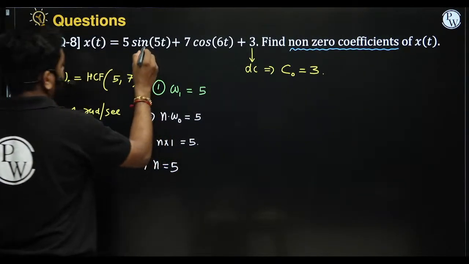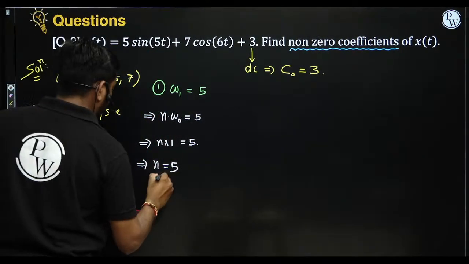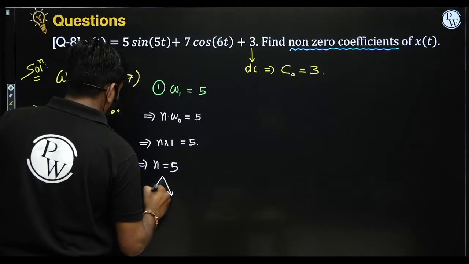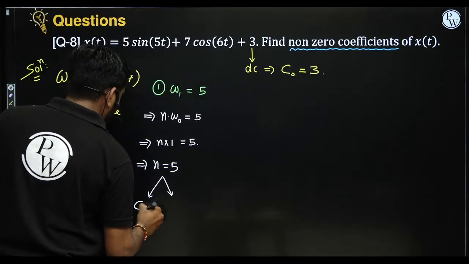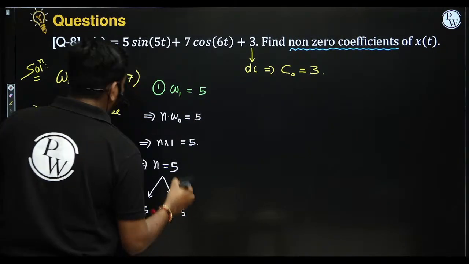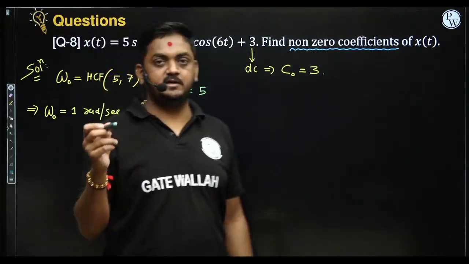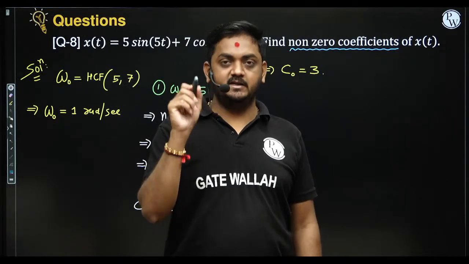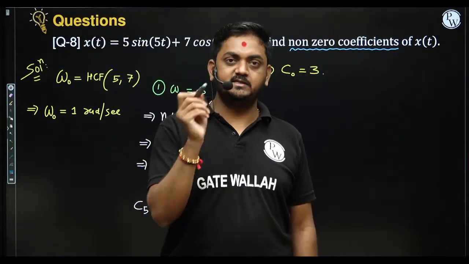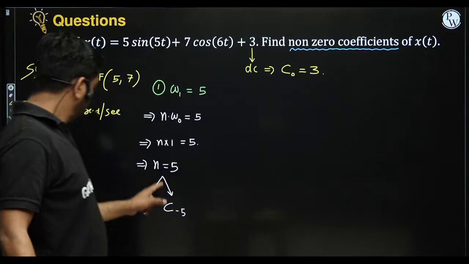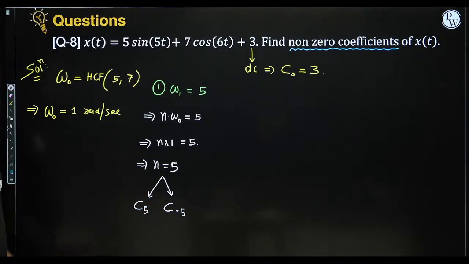Now this is sinusoidal. So there are two types of coefficient you will get. One is C5, non-zero coefficient, and one more is C minus 5, because sin theta is e power j theta minus e power minus j theta divided by 2. So you will get C5 as well as C minus 5 also. So non-zero coefficients C5 and C minus 5, both you will get.